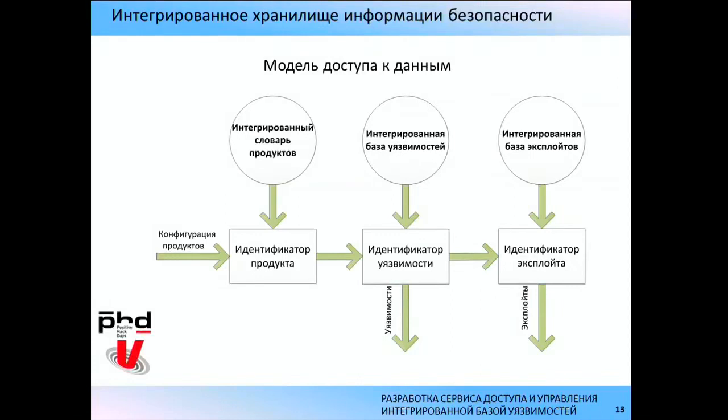Some details of implementation: this factor allows us to understand that in our system, having a certain product, there's a paid exploit, so there's a threat of using this product. That is a model of access to the data in the warehouse and data storage. At the input, there are products, identified from the integrated list of products, and under the identifiers we have a record and search of vulnerabilities in the integrated vulnerability base, and then on the vulnerability identifiers we can see which exploits exist for these products.